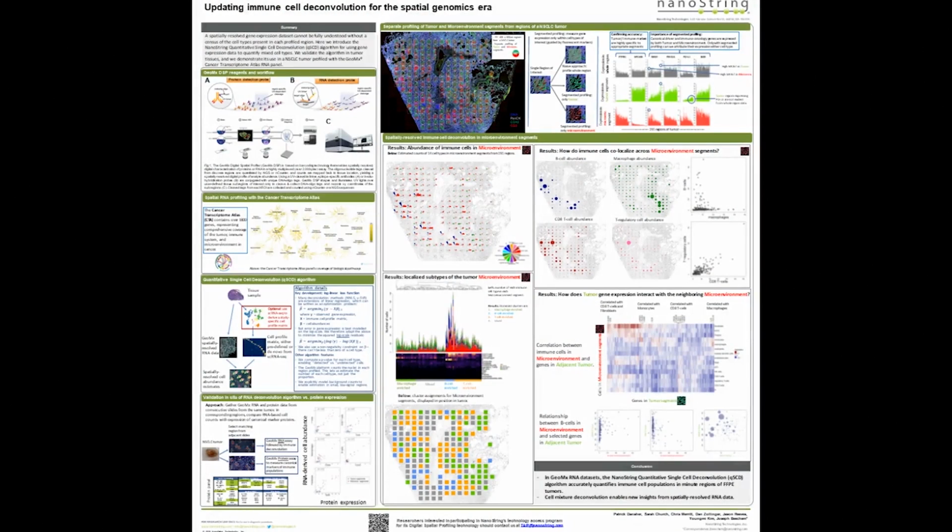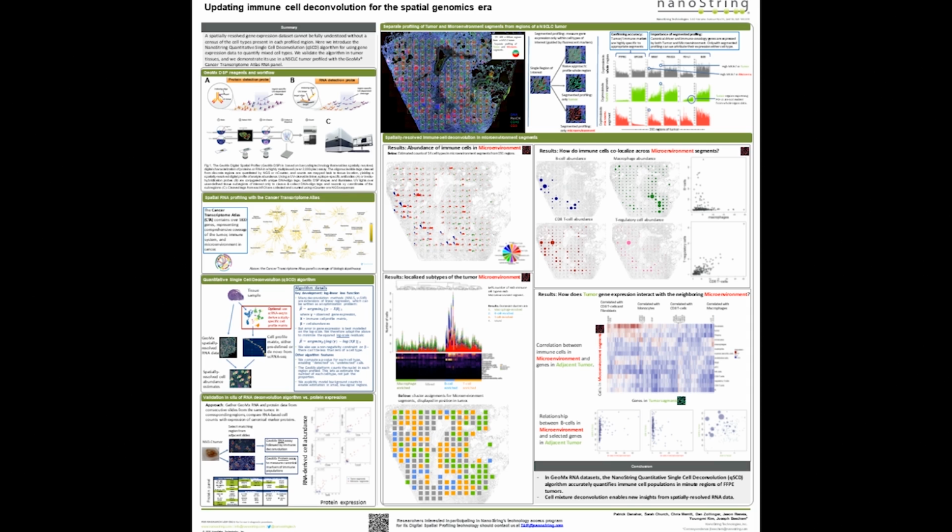Hi there, thank you for joining. I'm Patrick Danaher. I'm a principal biostatistician here at Nanostring, and I'm going to be talking about updating immune cell deconvolution for the spatial genomics era. In very brief, our first two panels here are showing the platform and the Cancer Transcriptome Atlas panel, the 1800 gene RNA panel we're using in this experiment. I'll leave you to read about those.